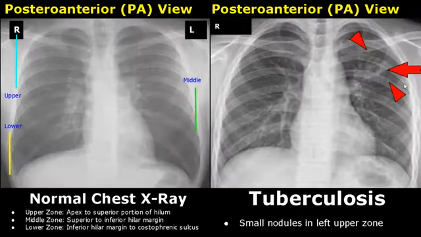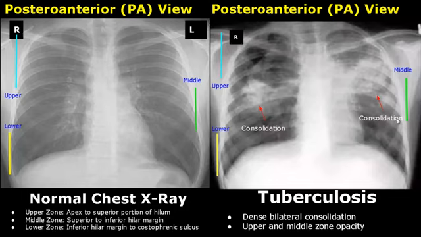Here is another image showing small nodules in the left upper zone. This appearance can also occur in tuberculosis. Consolidation refers to filling of air spaces with fluid, blood, pus or some tissue or mass, and it will appear bright. Bilateral consolidation is another feature in tuberculosis. It is involving the upper and middle zones.